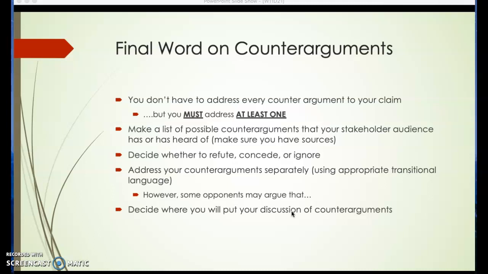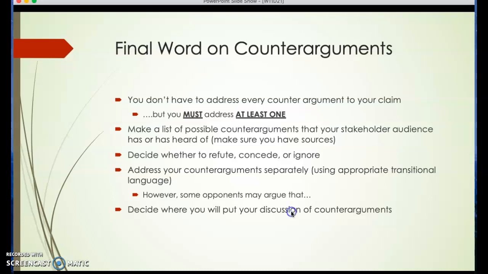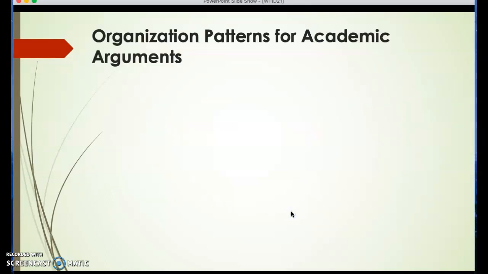So, do you want to have it at the very beginning of your research argument, or do you want to have it at the very end? And both of these options will result in different results. So, it's important to consider your stakeholder audience in this, and to consider what the topic itself is and how controversial it is. So let's talk about some of the organization patterns for academic arguments.